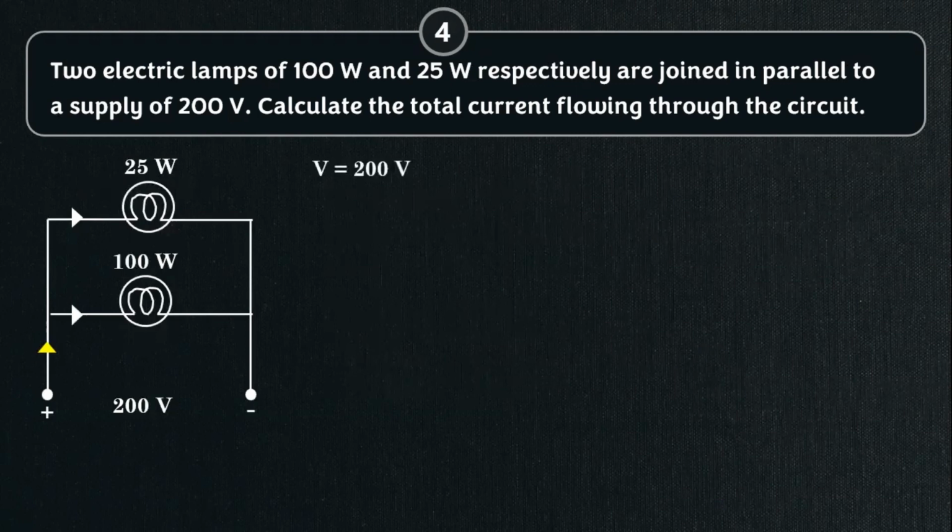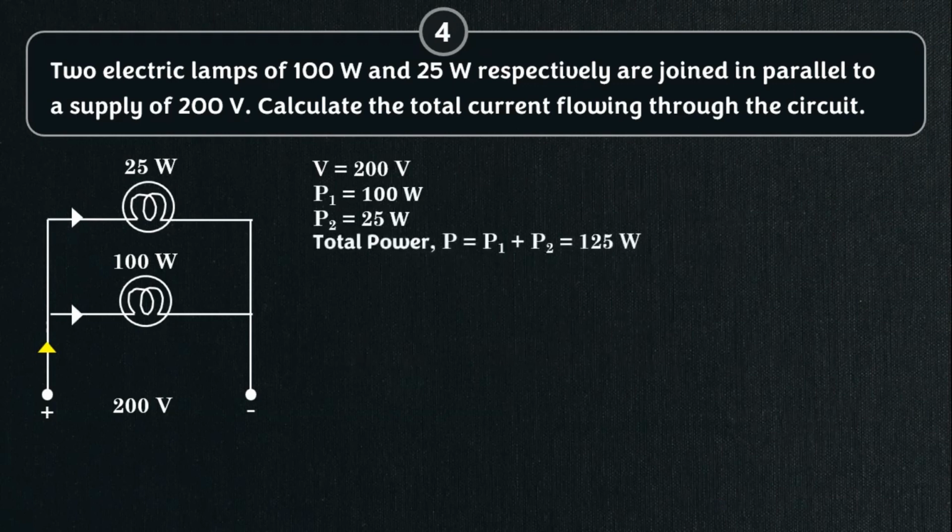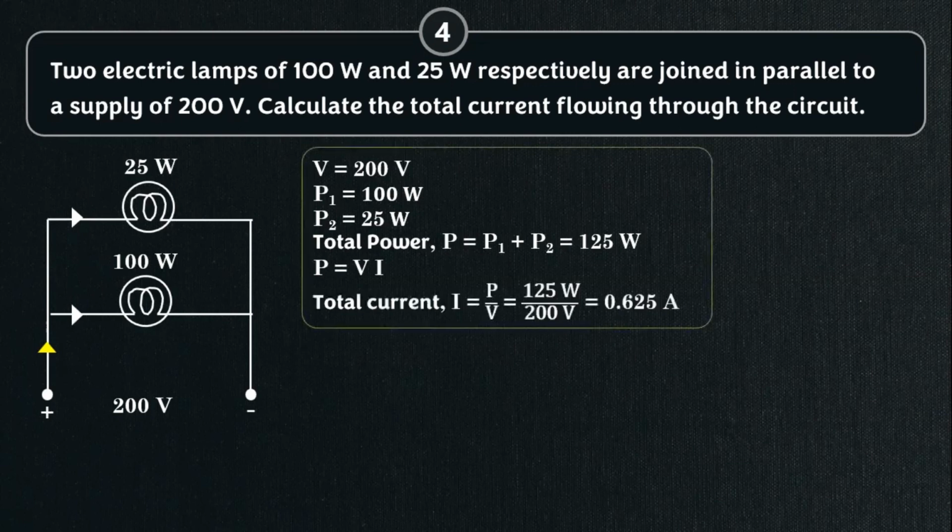Given that the applied voltage is 200 volt, power of the first bulb P1 is 100 watts, P2 is equal to 25 watts. And the total power will be equal to P1 plus P2, which is equal to 100 plus 25, that is 125 watts. We know the formula P is equal to VI. From this formula, we can find the total current, which is equal to P divided by V. That is 125 watts divided by 200 volt, which is equal to 0.625 ampere.